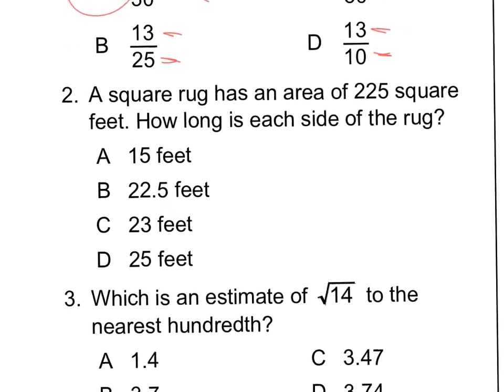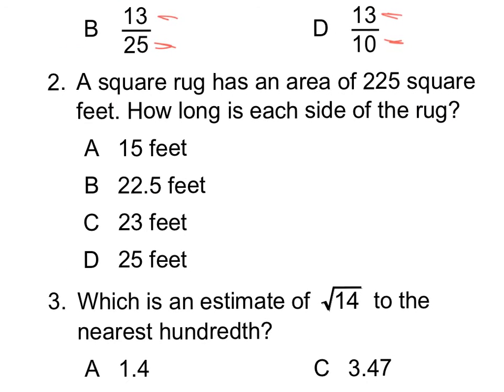Number 2, I'm going to zoom in on it just to make it a little bit easier. It says a square rug has an area of 225 square feet. How long is each side of the rug? So we know the rug is a square. What do we know about squares? All the sides are the same. Side, side, side, side.